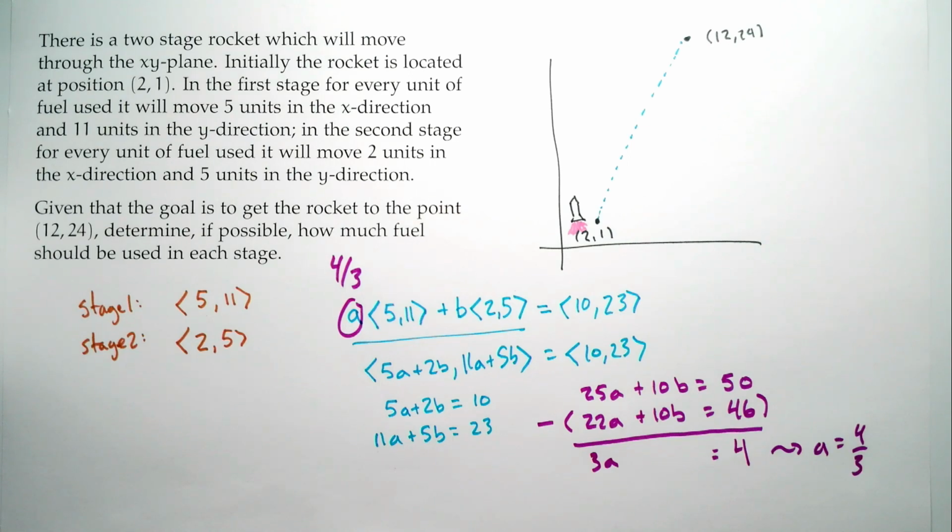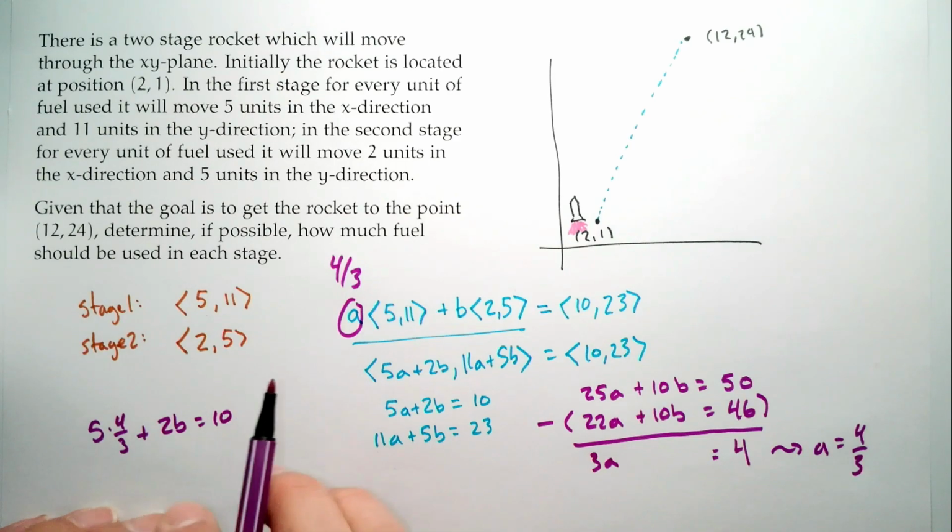How do we get stage 2? We can do the exact same process, or we can substitute. It doesn't matter. It's just a matter of how you feel. Well, let's do a substitution. So here we know what a is. Let's put it into the first equation. So we get 5 times 4/3 plus 2b equals 10.